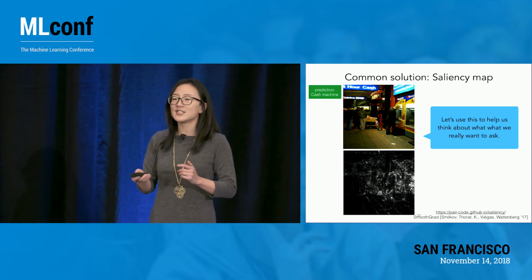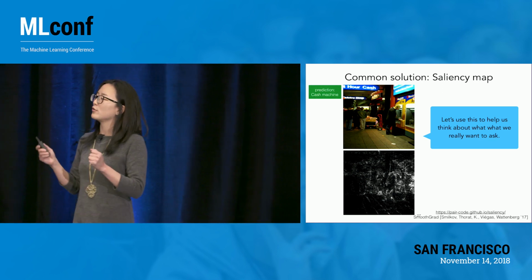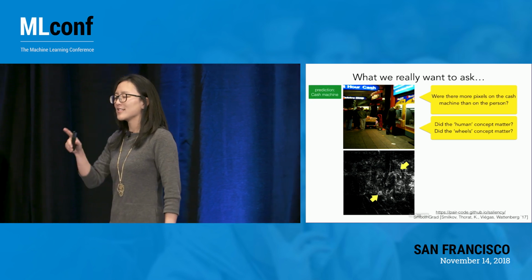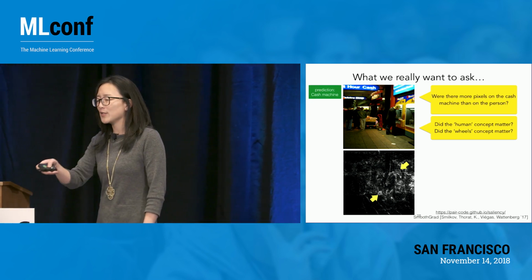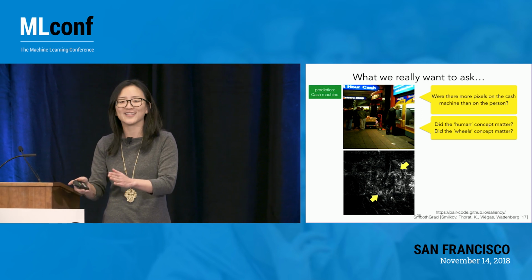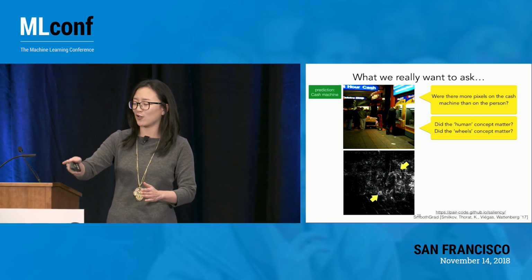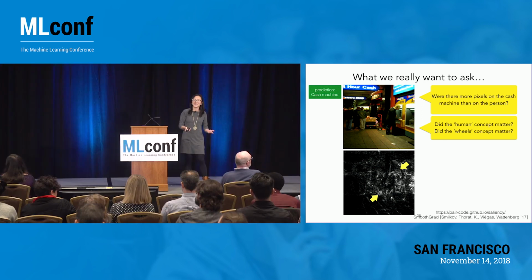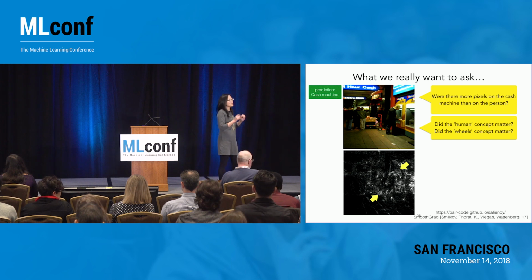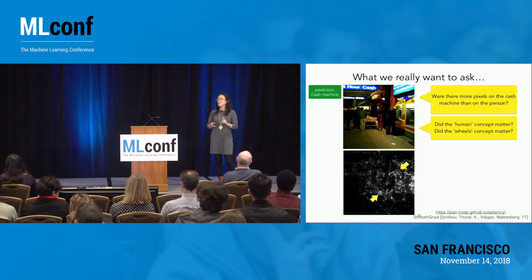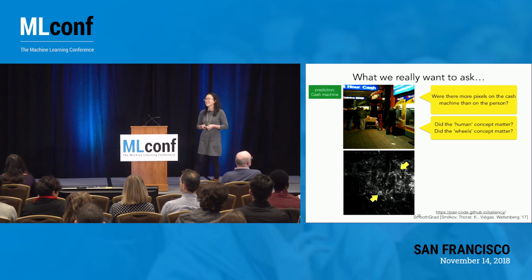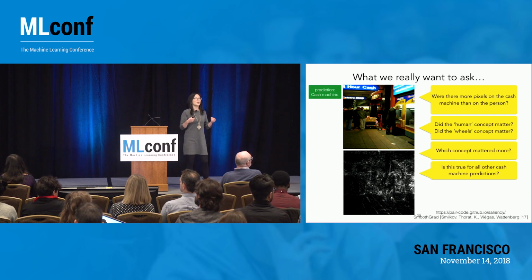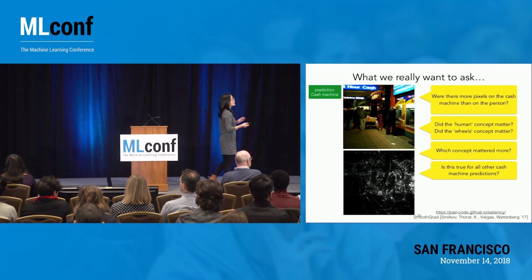Now let's use the saliency map to help us think about what we really want to ask. As I stare at this picture, I notice that the human is kind of bright. And I also noticed that the cart behind the human, the wheel part, is kind of bright for some weird reason. So I started to wonder, well, maybe the human concept mattered, and the wheel concept mattered for some weird reason. And if those concepts did matter, I would like to know which one mattered more, and if that was true for all other cash machine pictures or just this one picture.